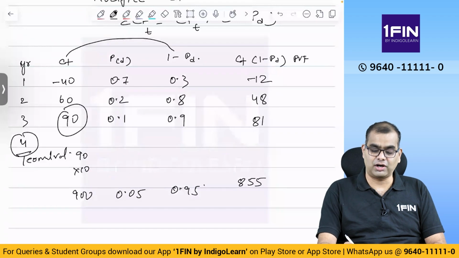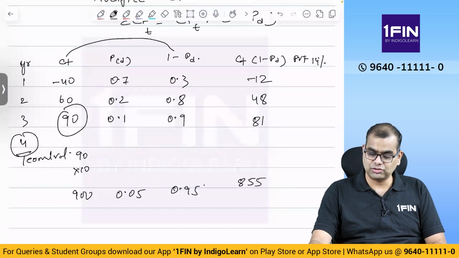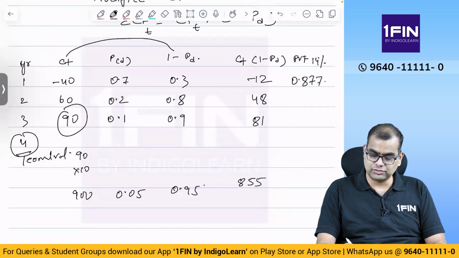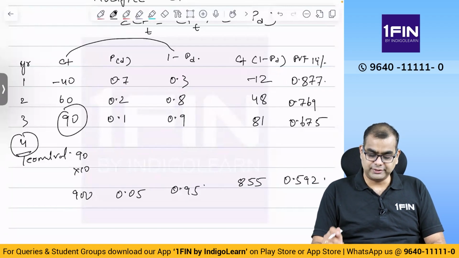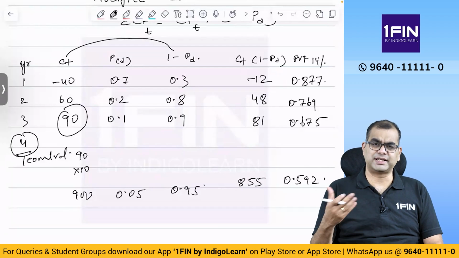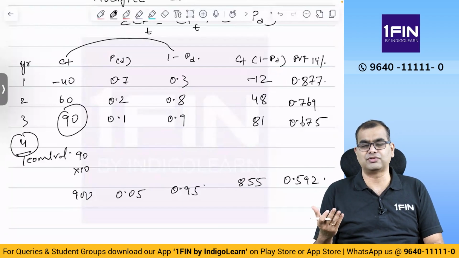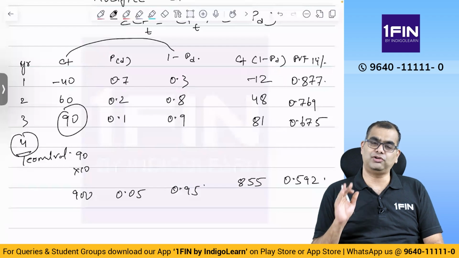Present value factor at what? At 14%. So 1 by 1.14. I'll take up to 3 decimals: 0.877, 0.769, 0.675, 0.592. I am taking up to 3 decimals. In exam, if they don't give anything, you can take up to 4 decimals also, that is fine. But if they specify 2, 3 or 4, follow that logic.